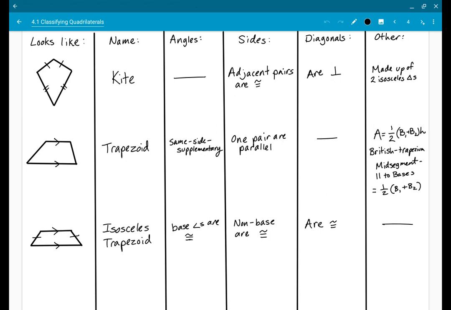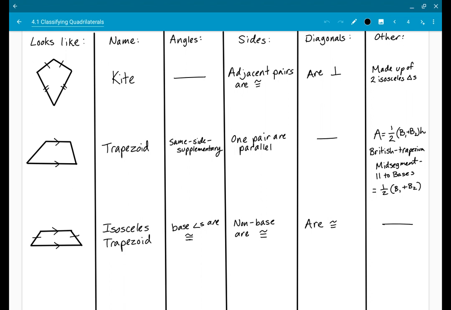So to finish out our chart, we've got kites, trapezoids, and a special type of trapezoid called an isosceles trapezoid. A kite looks kind of like a kite, and its special property is that adjacent pairs of sides are congruent. So the vertex at the top has two congruent sides coming from it, and the vertex at the bottom has two congruent sides attached to it. It's kind of like you take two isosceles triangles that aren't necessarily the same, and you stick them on top of each other.